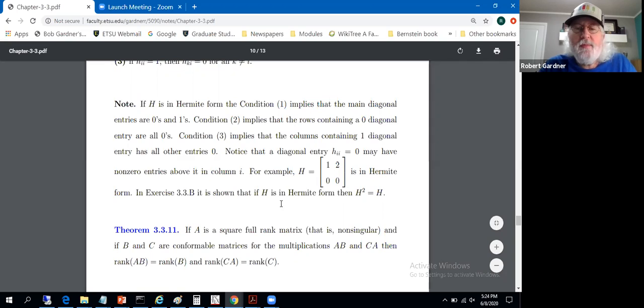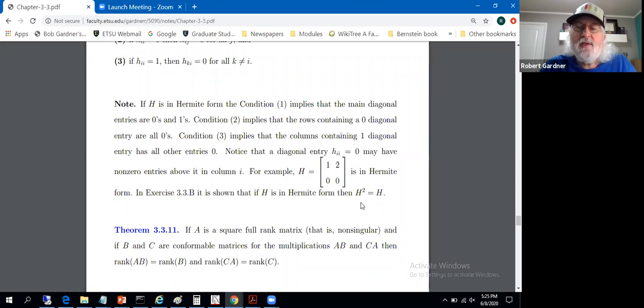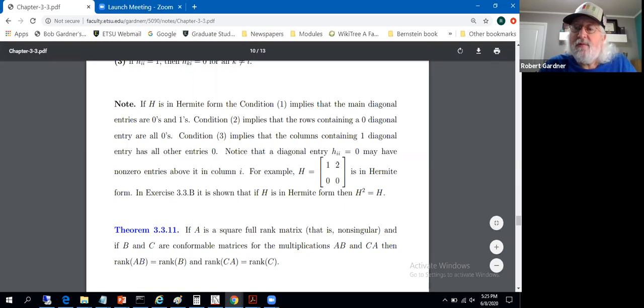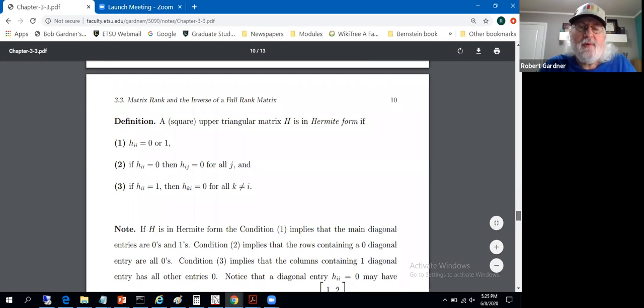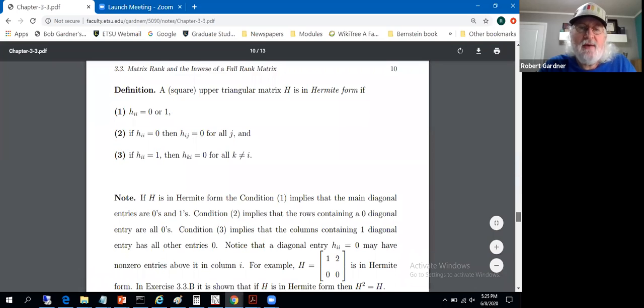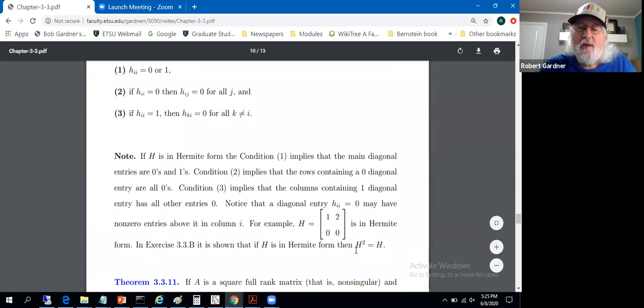Exercise 3.3.b has you show an interesting feature of Hermite form matrices: H squared equals H, provided it's a square matrix and the product exists. And did we put a condition of square? Yeah, we did, we talked upper triangular, so we have a condition of square on these. So a property of Hermite forms of matrices is you square them and you get the matrix back. H squared equals H.